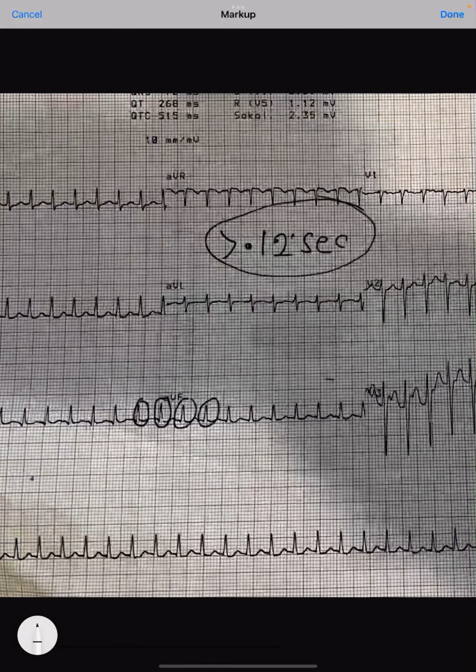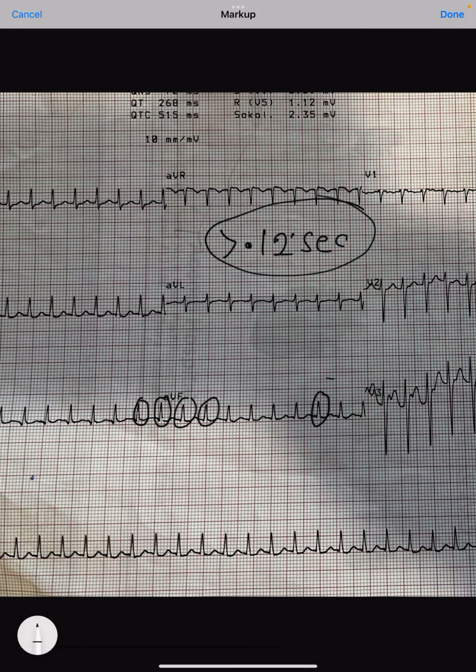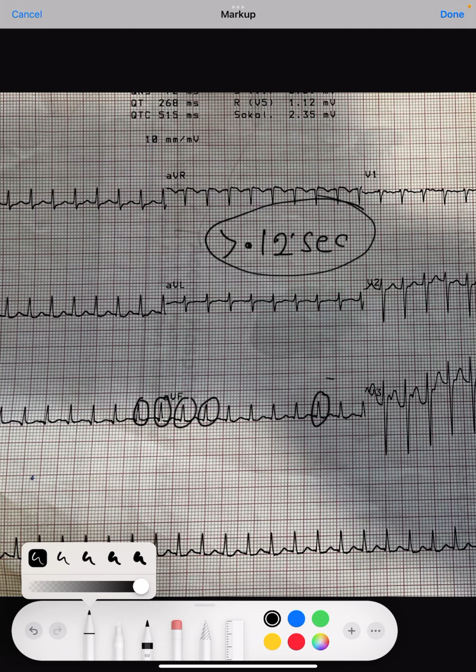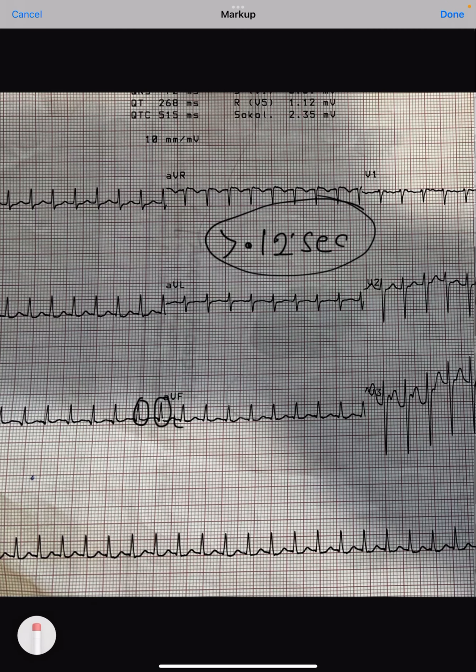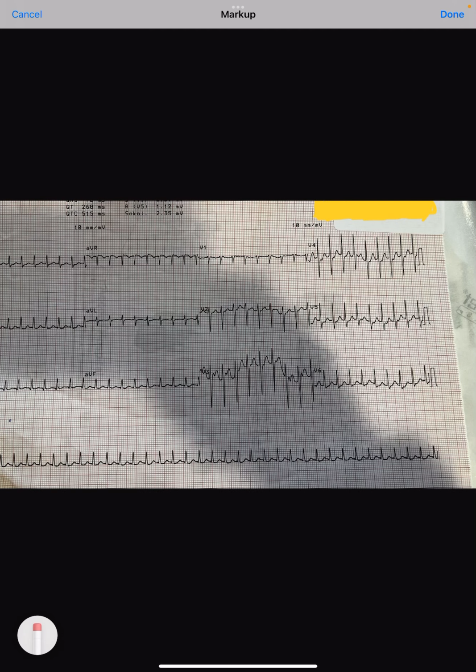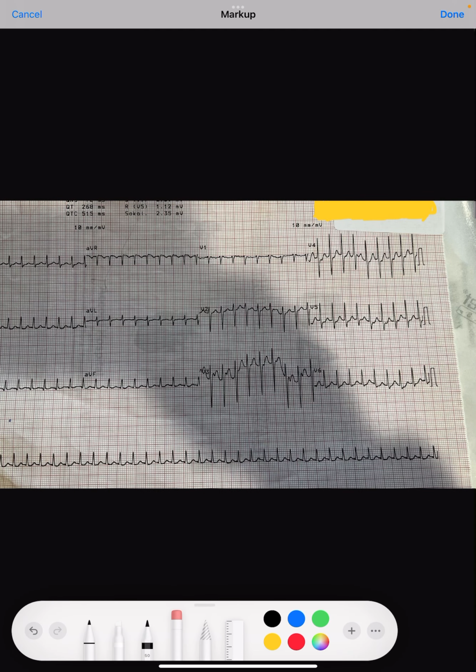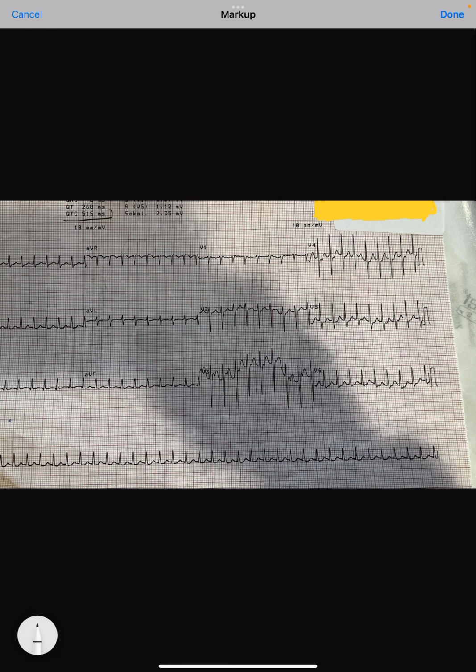So it is a short or narrow complex tachycardia, so it is supraventricular tachycardia. The rhythm is regular, so it is not AFib. So it is supraventricular tachycardia with a heart rate of more than 200. We can see that the QTc is prolonged. It is around 515 milliseconds. In males, it has to be around 417. In females, up to 460 milliseconds can be acceptable.